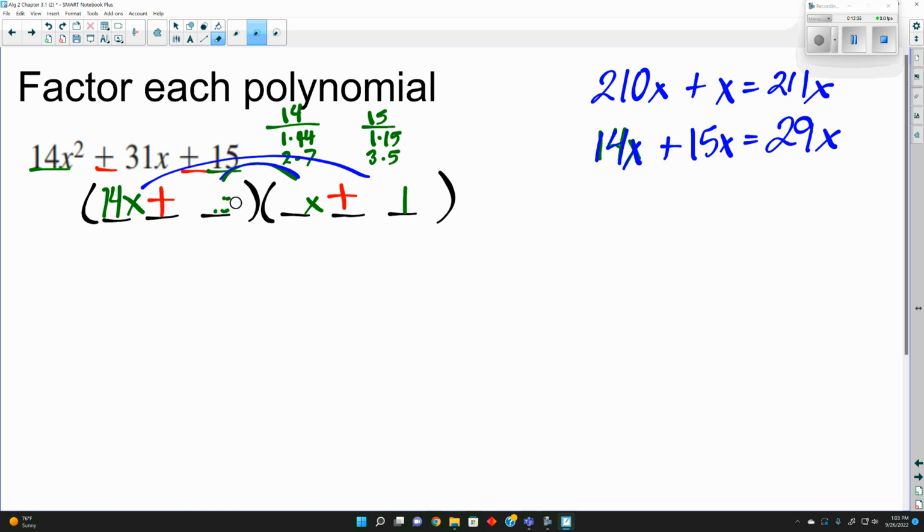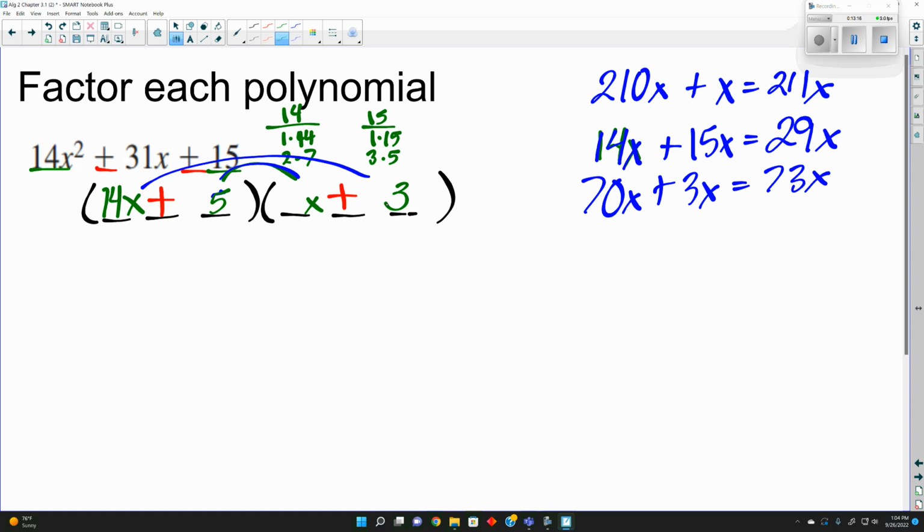So what we could do is switch to 3 and 5. Now 14 times 5 is 70x, plus 3x is 73x. So again, we're just trying these out. Maybe do we need to change our x values? And 5 and 3 is not going to work either.